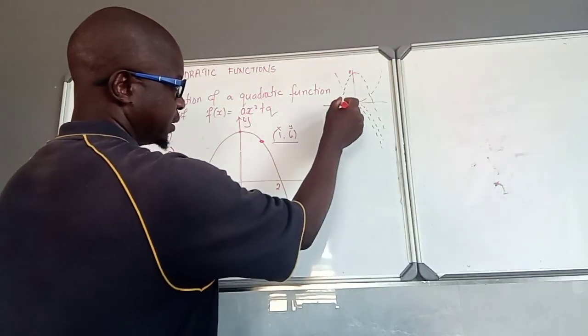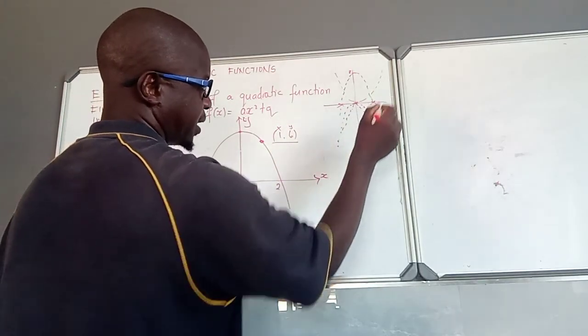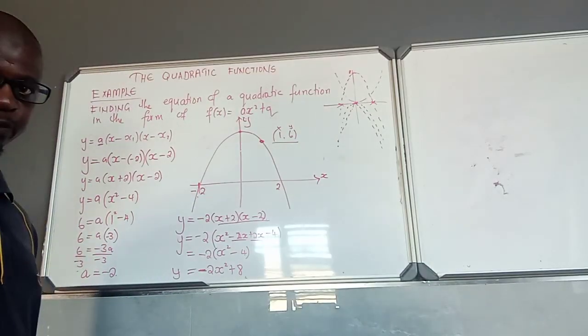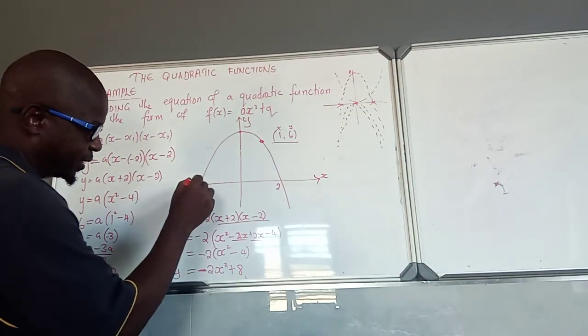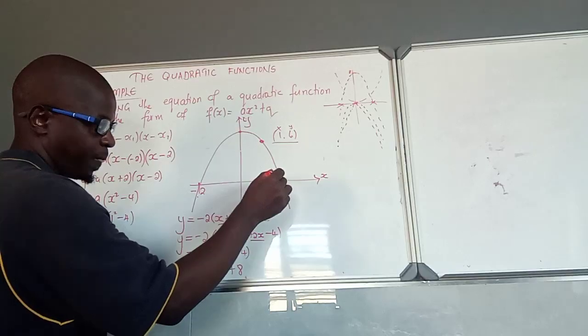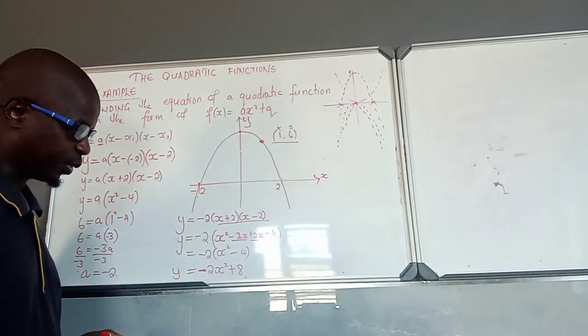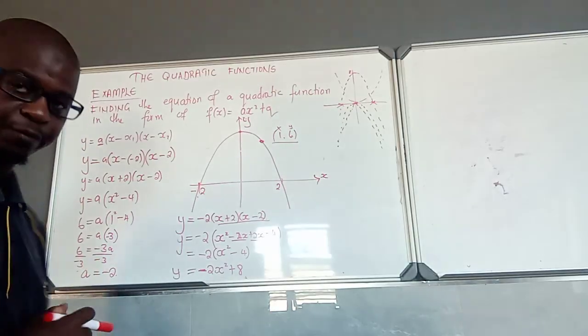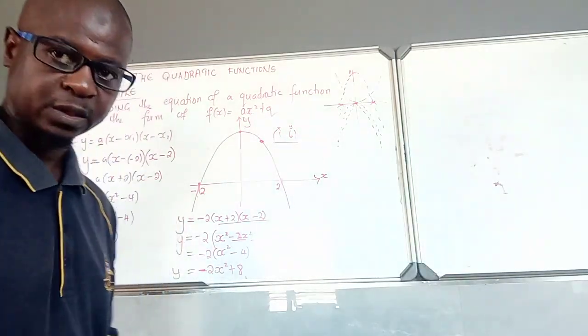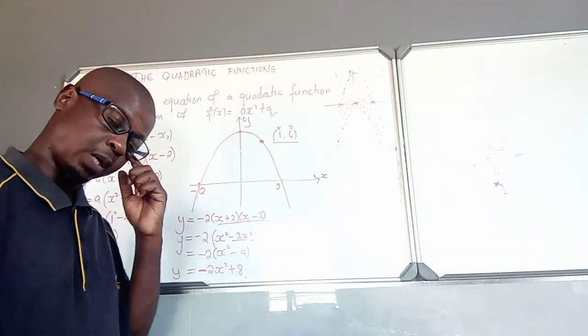And then this graph cuts the x-axis. How do we realize that? It cuts the x-axis at -2 and 2. How do we find that? You can equate the function to 0. But the point here, in this case, is that we're just trying to find the equation. This brings us to the end of this video.